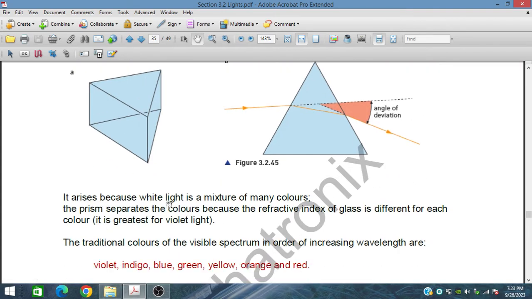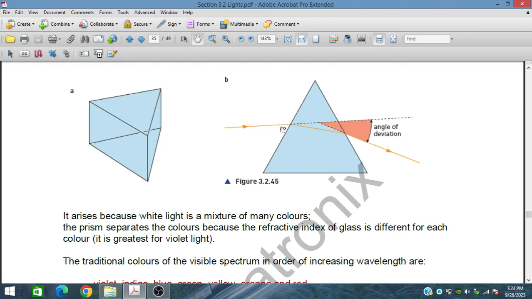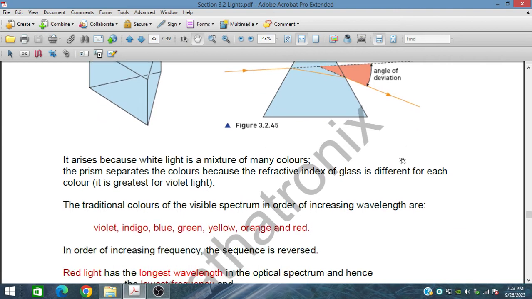It arises because white light is a mixture of many colors. The prism separates the colors because the refractive index of glass is different for each color, so it creates different bands. The refractive index is greatest for violet light and least for red light.